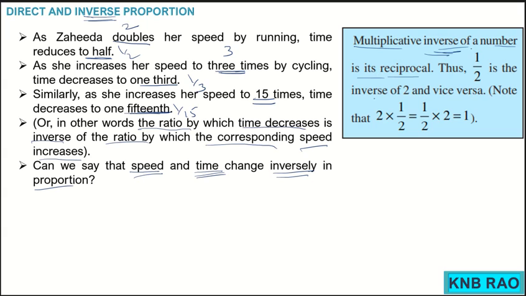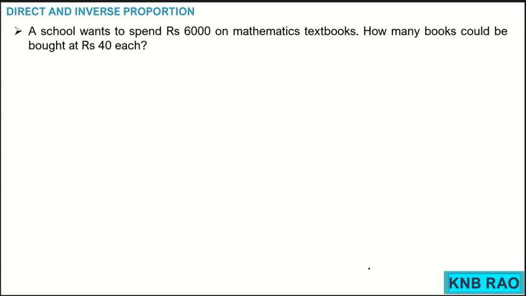And here we shall learn one more example and understand this concept. A school wants to spend rupees 6,000 on mathematics textbooks. How many books could be bought at rupees 40 each? If each book is of rupees 40, with the fund available rupees 6,000, how many books can we buy?